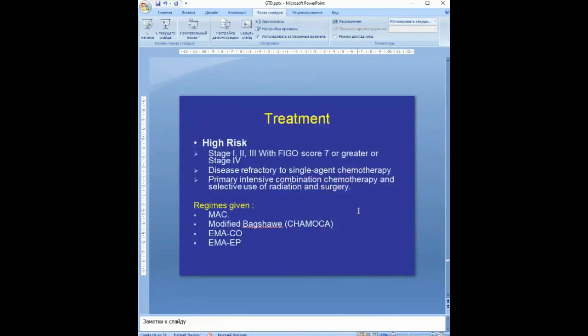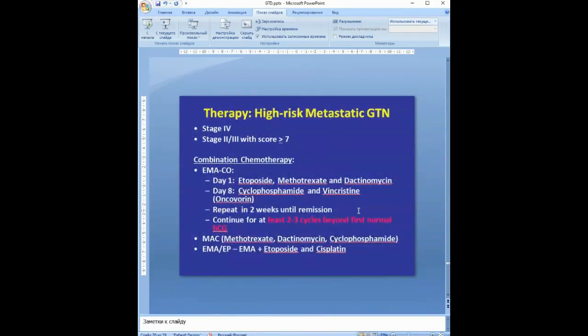Treatment of high risk GTD. Stage 1, 2, 3 with FIGO score 7 or greater, or stage 4. Disease refractory to single agent chemotherapy. Primary intensive combination chemotherapy and selective use of radiation and surgery. You see typical regimens for the treatment of high risk GTD. High risk metastatic GTD: stage 4, or stage 2, 3 with score more than 7. Combination chemotherapy. You see three typical combinations of chemotherapy on this slide.